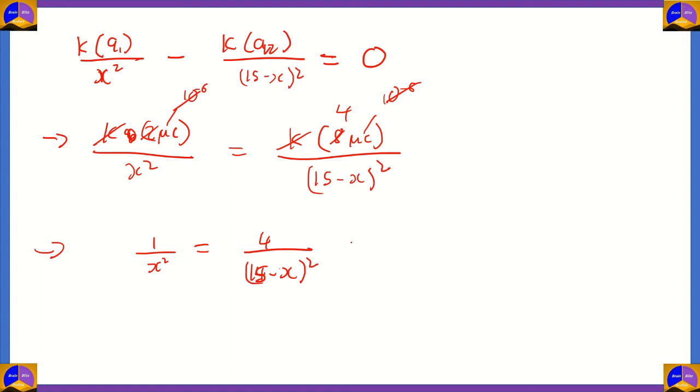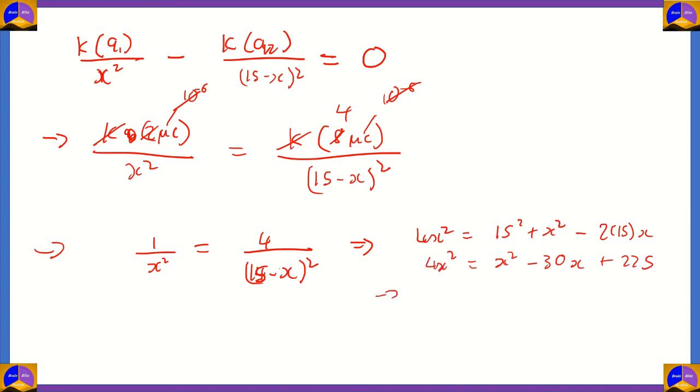Therefore, what you get is 4x squared equal to 15 squared plus x squared minus 2 times 15 times x. So it'll be equal to x squared minus 30x plus 225. And the left-hand side will be 4x squared. So let's take the x squared on the right-hand side towards the left-hand side. So that's 4 minus 1 x squared. So 3x squared will be equal to 225 minus 30x.